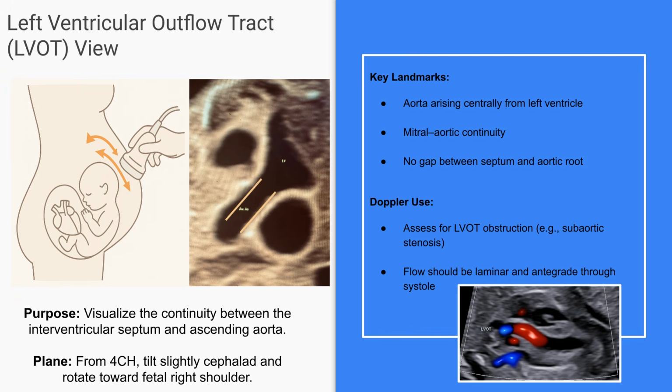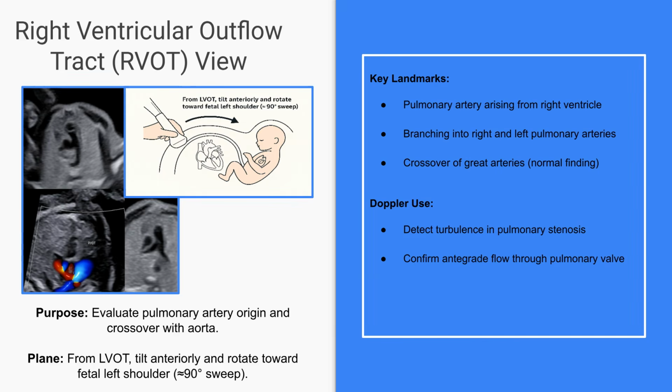The left ventricular outflow tract, or LVOT view, visualizes the continuity between the interventricular septum and the ascending aorta. Key landmarks include the aortic root arising centrally and mitral aortic continuity. Doppler assesses for obstructions. The right ventricular outflow tract, or RVOT view, evaluates the pulmonary artery origin and its crossover with the aorta. You should identify the pulmonary artery branching into its right and left parts. Doppler confirms antegrade flow through the pulmonary valve.